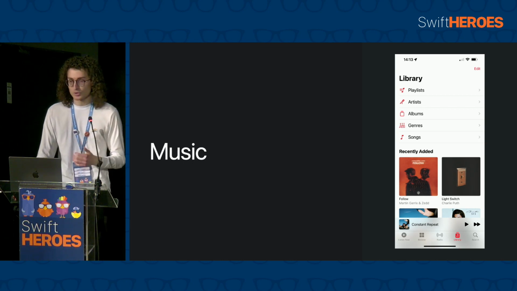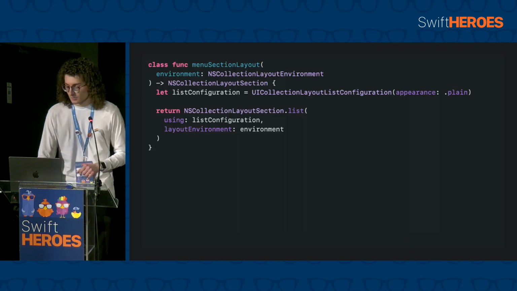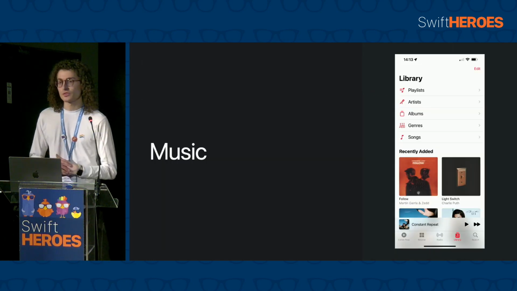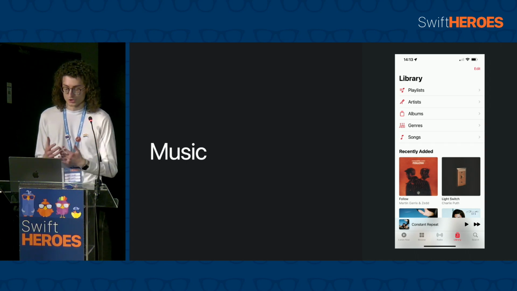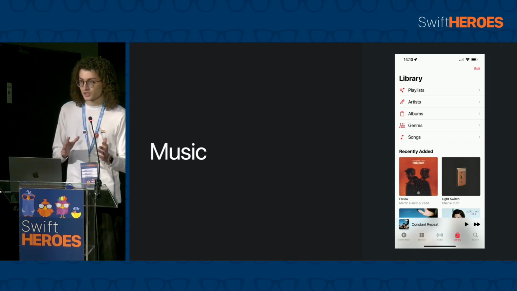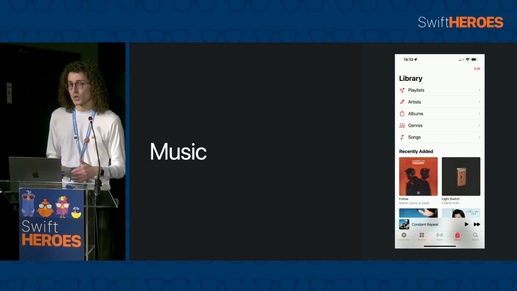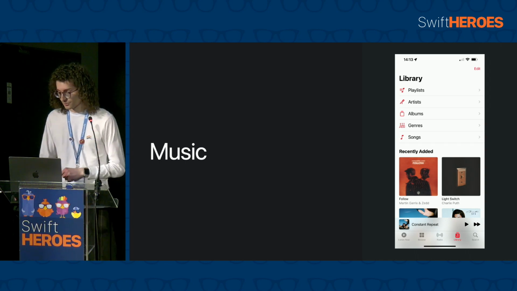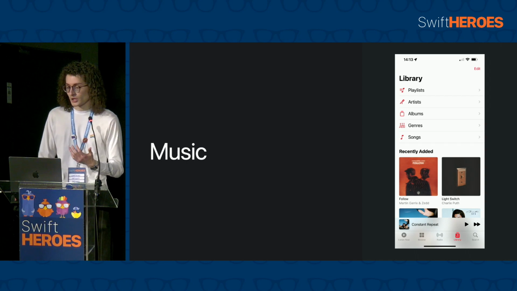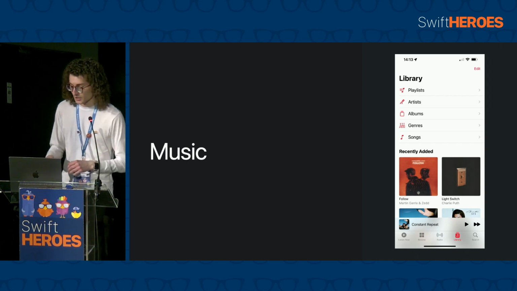Now with the next example, we try to recreate the music app layout. And this is actually the perfect example to understand the true strength of compositional layouts. In fact, just as the name implies, compositional layouts allow us to compose different layouts in one single collection view. So our goal here is to display a list in one section and then a grid of items in the other section.